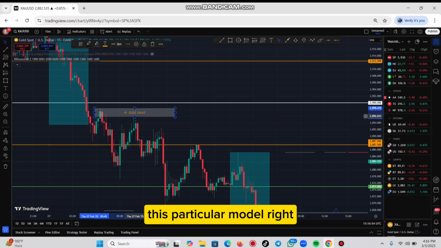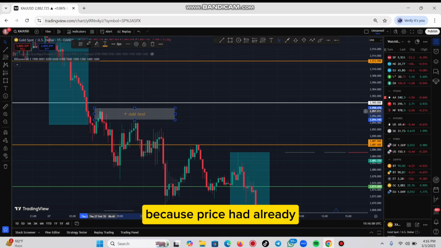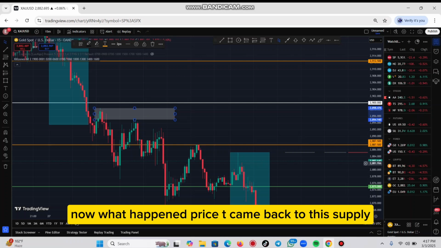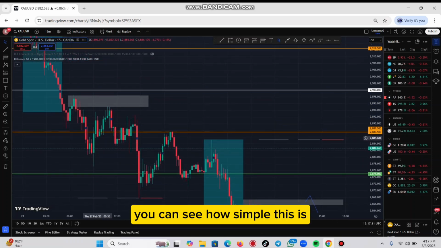This is how I trade this particular model, right? Price tapped into this new supply zone because price had already retested back into the zone and pushed back low. Now what happened? Price still came back to this particular supply zone and rallied all the way down. You can see how simple this is.